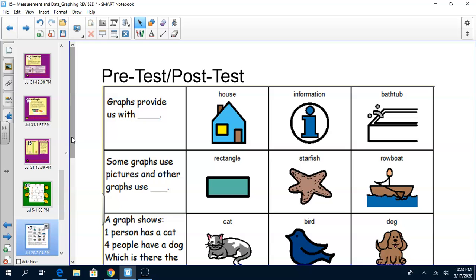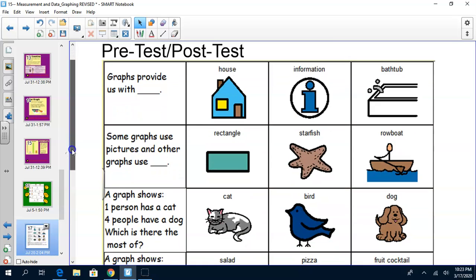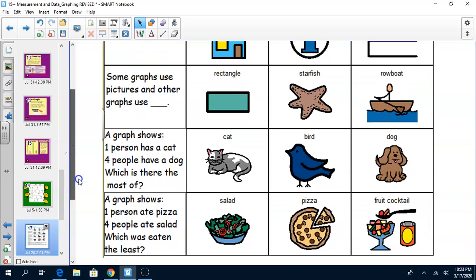So the next question is, some graphs use pictures and other graphs use, do we hear rectangles, starfish, or robot? Now that one's a little tricky, but if you go back to the text, you will see it in there, I promise.